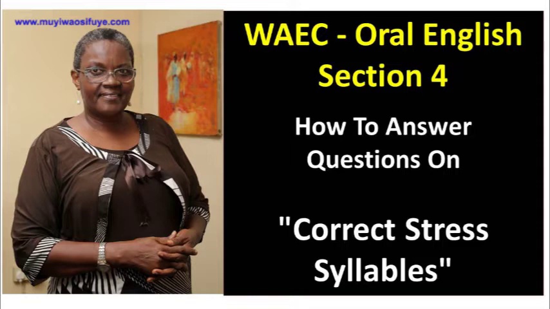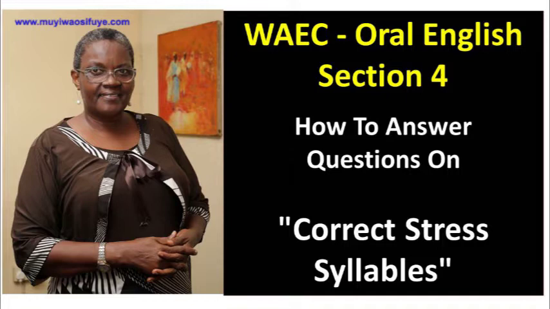In WASSCE or NECO, these stress syllables are usually written in capital letters in words. For example, the word democratic has 4 syllables: De, mo, cra, and tic. And so whichever one of the syllables has a stress is the one that's referred to as the primary stress. Whichever one of those syllables is written in capital is the one that represents the primary stress in the given word.